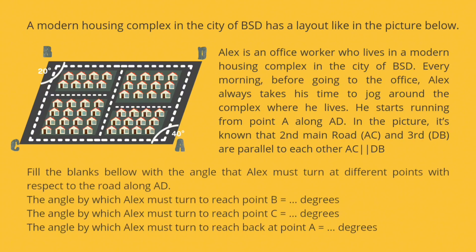For the first question, Alex is running along AD. He takes a turn here and runs along DB and reaches point B. So, we have to find the angle turned by Alex in reaching point B. The second question is the angle by which Alex must turn to reach point C. At B, he will take a turn to reach point C, so we find the total angle turned by Alex in reaching point C. And the third question: the angle by which Alex must turn to reach back at point A.